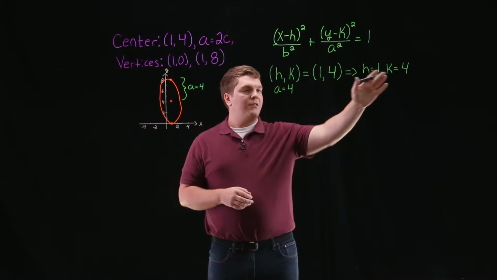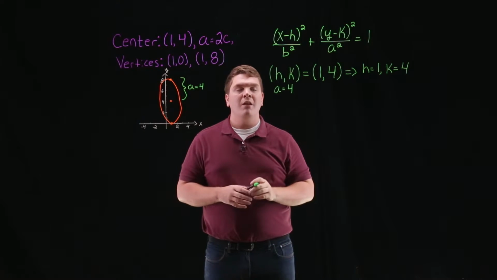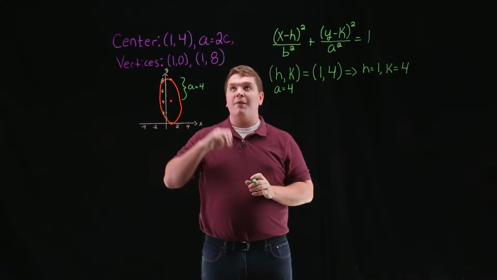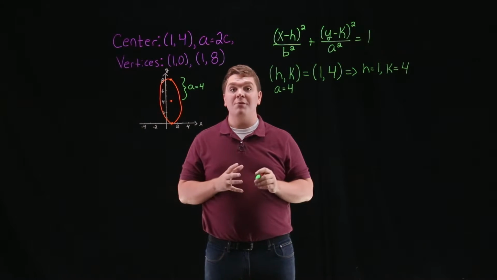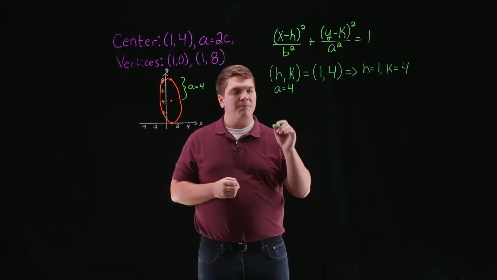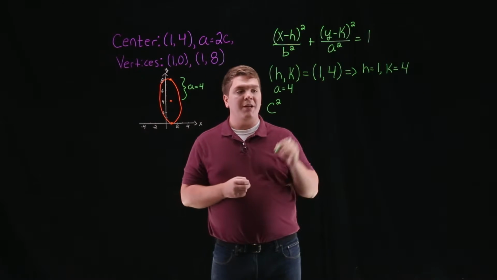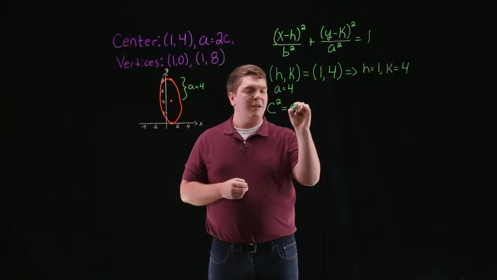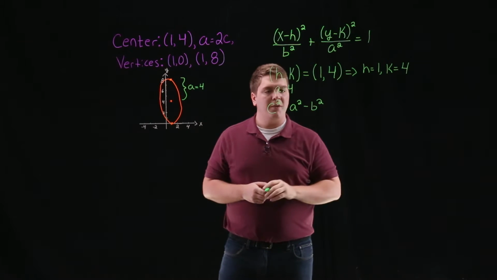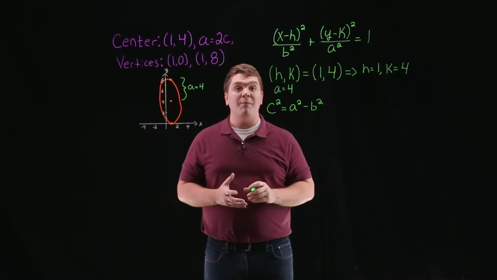So now we have h, k, and a figured out. All that's left is to find b. We'll have to use this last piece of information, that a is equal to 2c. How does knowing how c relates to a help us find b? You'll want to recall that c is related to a and b by c squared equals a squared minus b squared. So this shows us how c is related to both a and b.